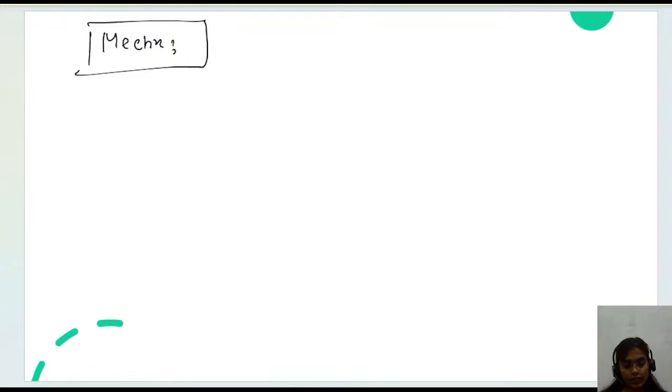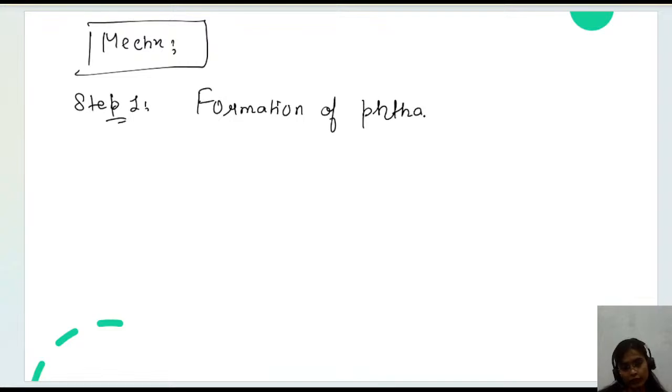You can directly use a single step or you can use the steps as well. If we are discussing the steps, step number one is what? That is the formation of phthalimide salt. First of all, we are going to form the potassium phthalimide. Let's see what is happening.